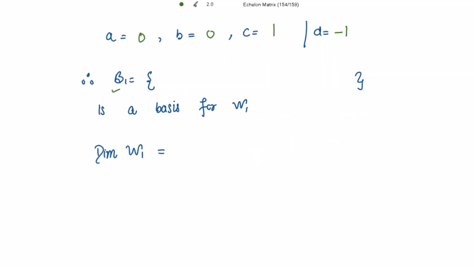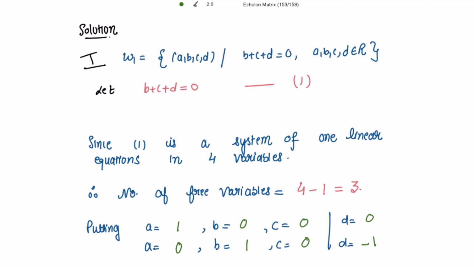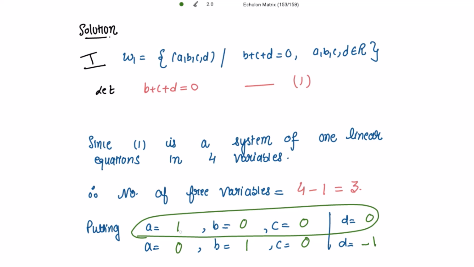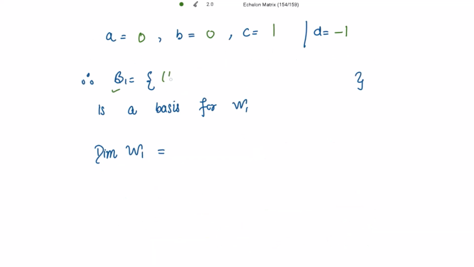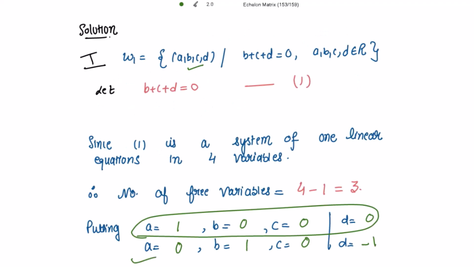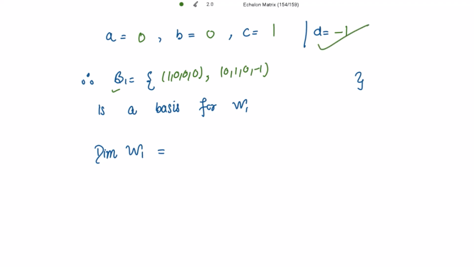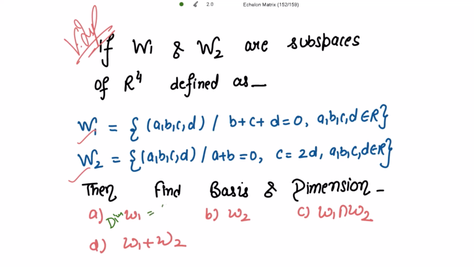So now let's write the basis for W1. From the first set, we have the vector 1, 0, 0, 0, because the vector is of the kind A, B, C, D. So we need to write first the value of A, then B, then C, then D, right? So the first vector is 1, 0, 0, 0 as the basis. And then from the second set, we have 0, 1, 0, negative 1. And from the third set, we have 0, 0, 1, negative 1. So these form the basis for the subspace W1. And the dimension of W1 is the number of elements present in the basis, so it is 3. So the dimension of W1 is 3.